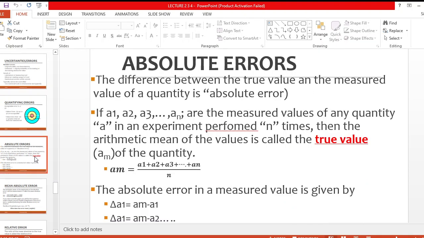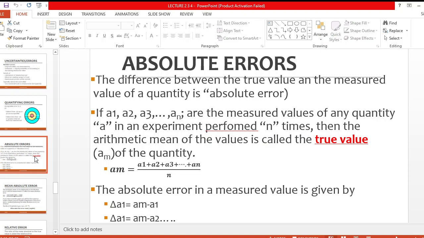Then we went on to look at absolute errors. We defined absolute error as the difference between the true value and the measured value of a quantity. And we said the true value is just the average of the measurements which you are taking. When you are doing each and every experiment, in class we said that when taking measurements, you need to take 2 or more measurements, and basically 5 measurements are okay. And you take the average of the measurements.